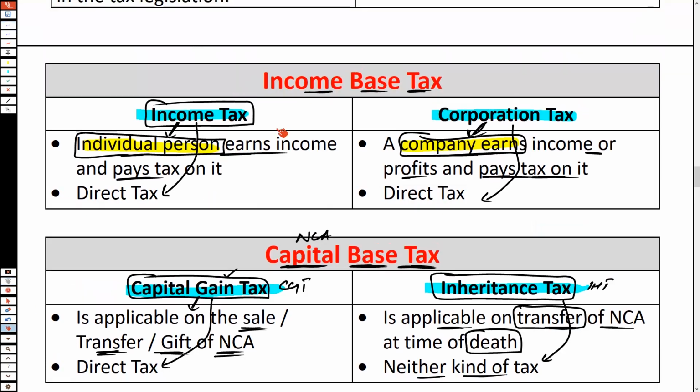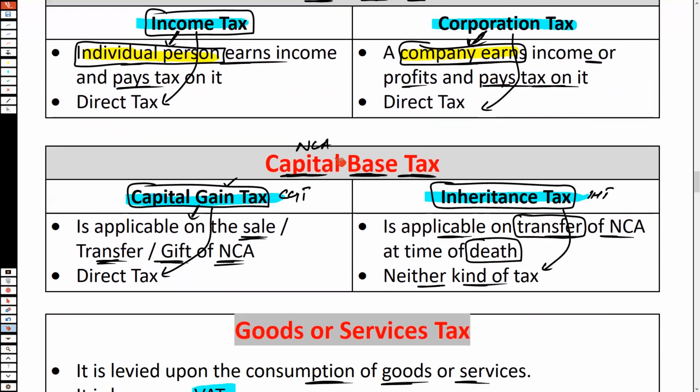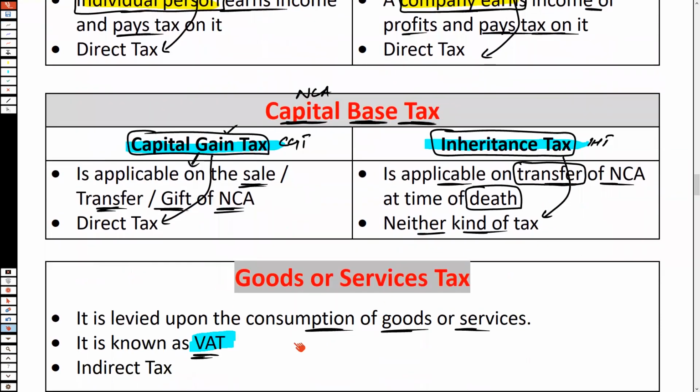When we pay tax based on the earned income, that is direct tax. For example, for an individual person, income tax; for a company, corporation tax. They earn income and pay tax. So income based tax is a direct tax. In the capital based tax, capital gain tax is a direct tax because it is directly applicable on the gains on the disposal of assets. But over here, a person is not getting income, a person is not getting any gain. Simply the non-current assets are transferred at the time of a person's death. So that is the reason inheritance tax is neither kind of tax. It's not a direct tax and not an indirect tax.